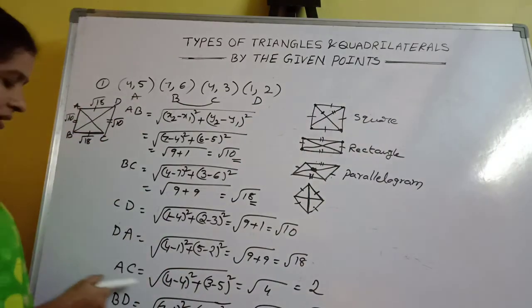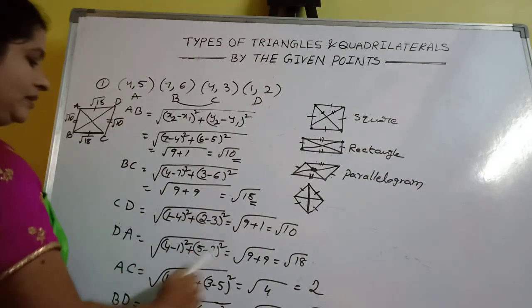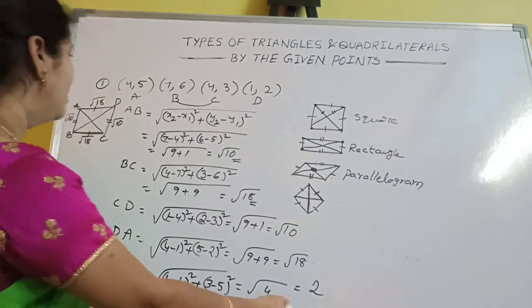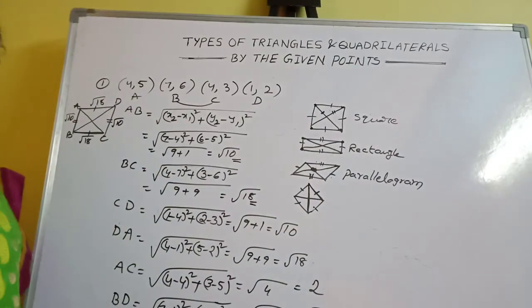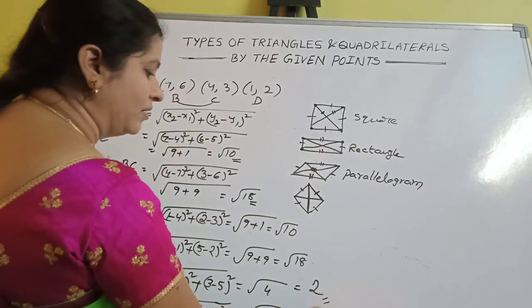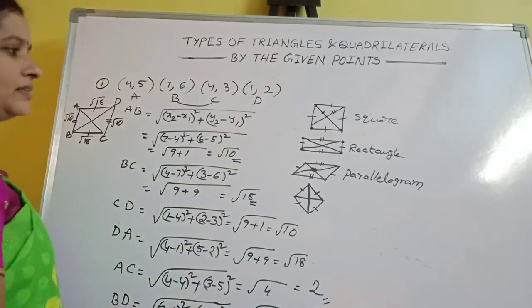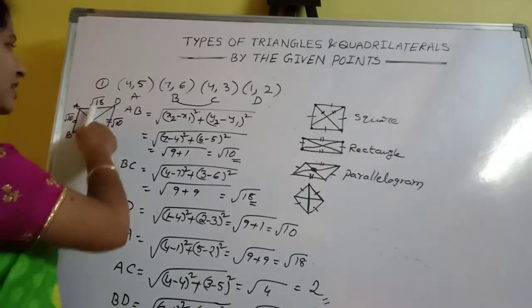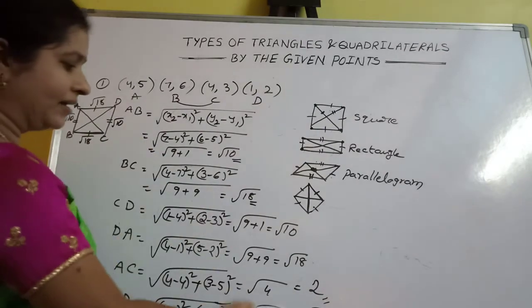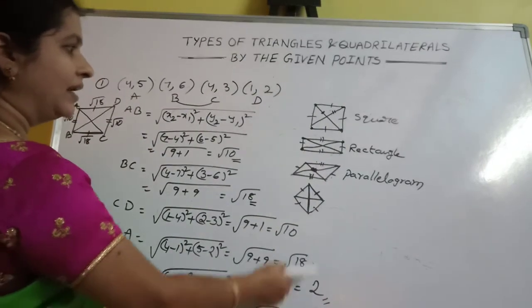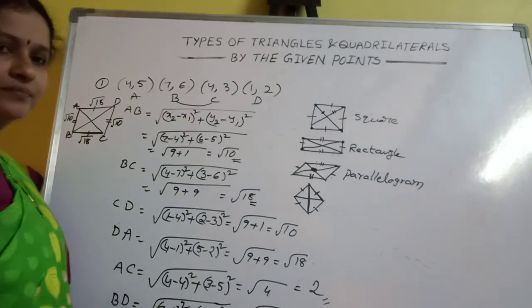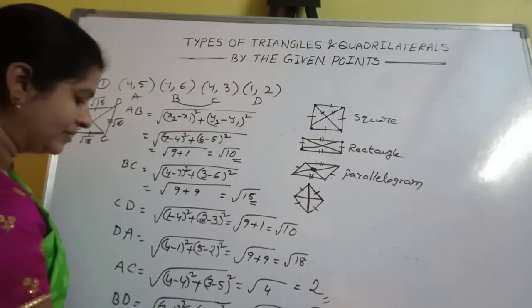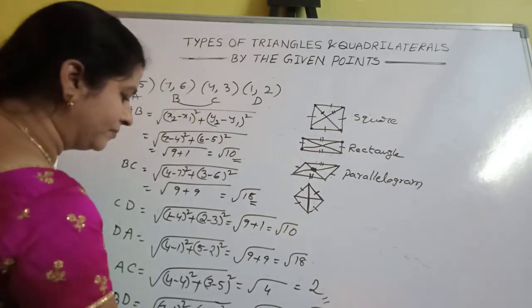So observe here the AC and BD values. AC value is 2 and BD value is root 52. So diagonals are not equal here. So what can you say about this? In a quadrilateral with four sides, if opposite sides are equal and diagonals are not equal, then it is a parallelogram. Therefore, it is a parallelogram.